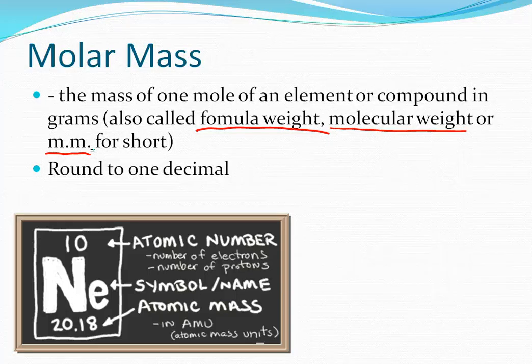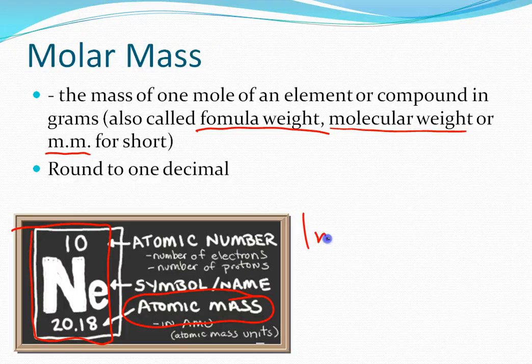When you look at an element box like we see down here, okay, we've got the atomic number, we've got the symbol, we've got the atomic mass. And what you need to do to figure out how much a mole of something weighs is look at the atomic mass. Okay? If we look at the atomic mass, notice for neon, it's 20.18. And I tell my students to round that to 1 decimal.